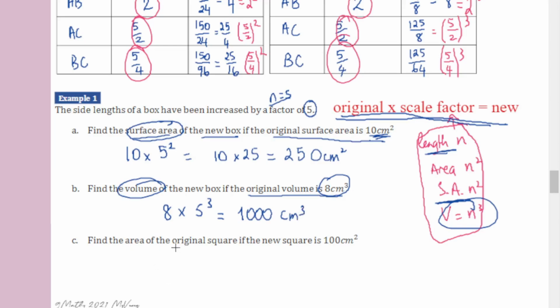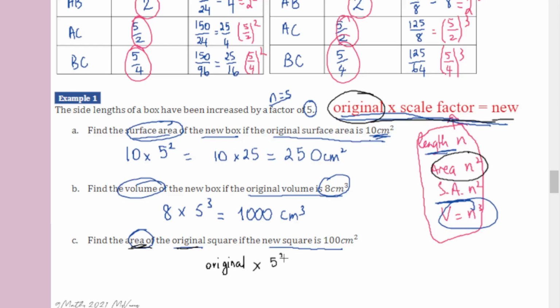Find the area of the original square if the new square is 100 centimeters squared. So we're looking at the area. I'm going to use a different color so you can see better. So for the area, our scale factor is over here. But this time we're looking for the area of the original. We want the original and we have the new. So I'm going to use this formula again, but I'm going to write original is what we're looking for. Original times the scale factor for area, which we said was 5 squared, gives me the new, which is 100.